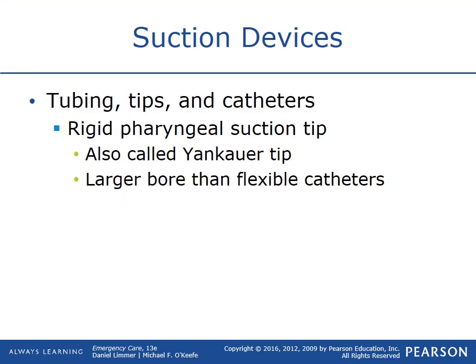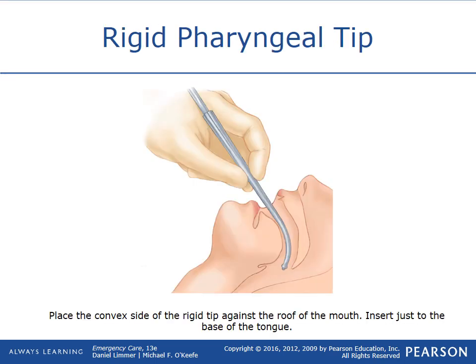The types of tubing, tips, and catheters. There's a rigid pharyngeal suction tip. It's also called a yonker. It's much larger than the flexible catheters, and it's pretty rigid actually. But it can suction larger particles and thicker secretions. This is an example of a rigid tip.